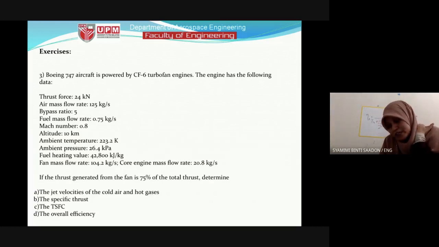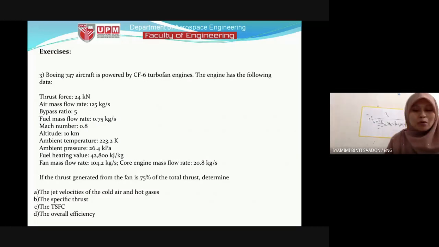So how to begin? To calculate the jet velocity, we have to calculate UEH, or UE here is core. UE is the exit velocity of the core engine and the exit velocity from the fan or the cold part. UEC, UEH just now. Here we call it UE fan or UE core. So you have to calculate UE for both.